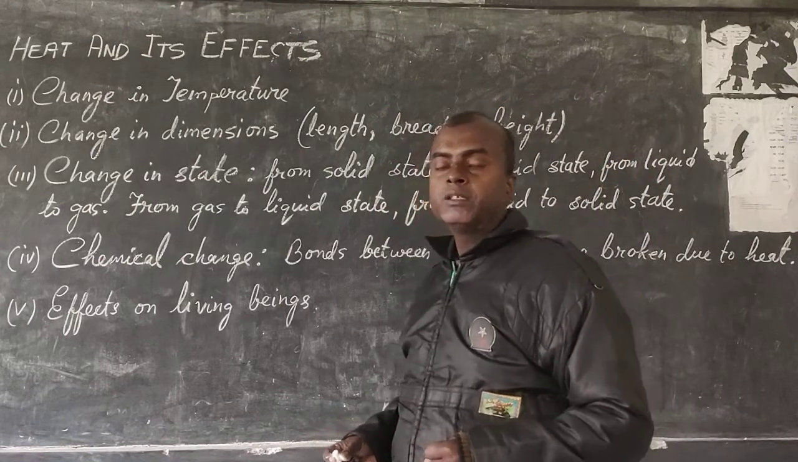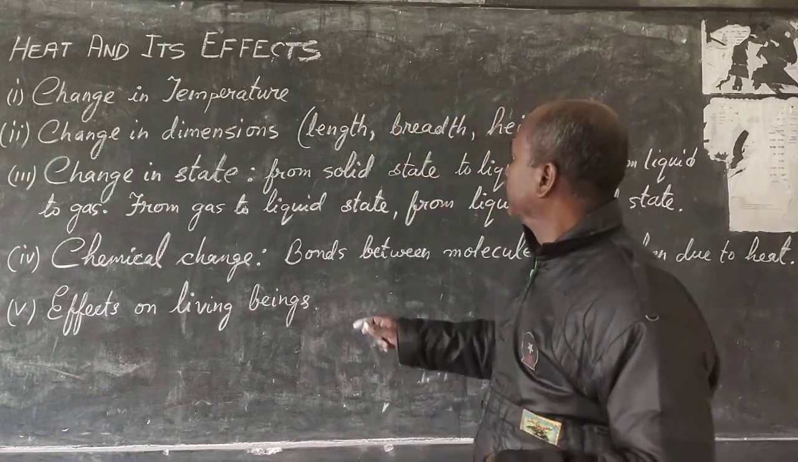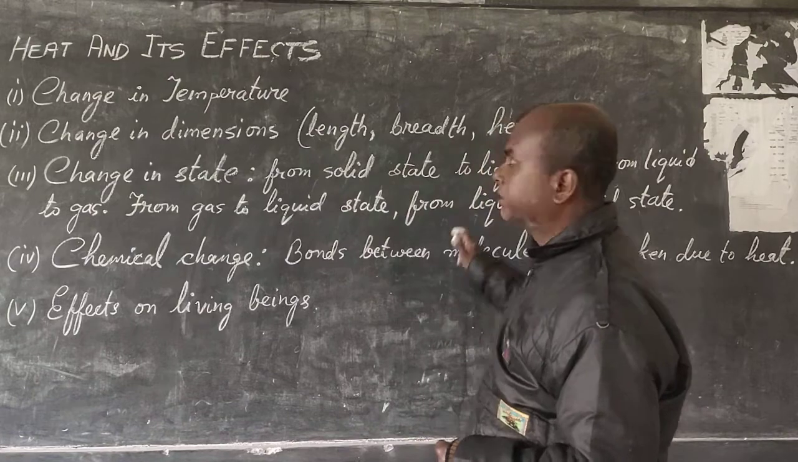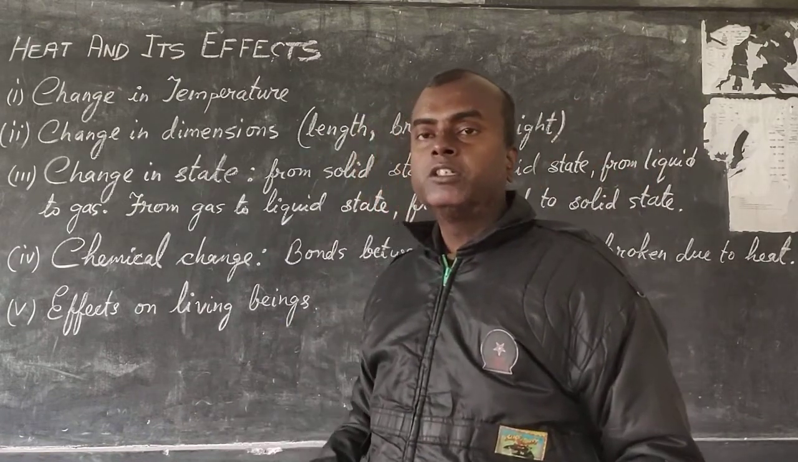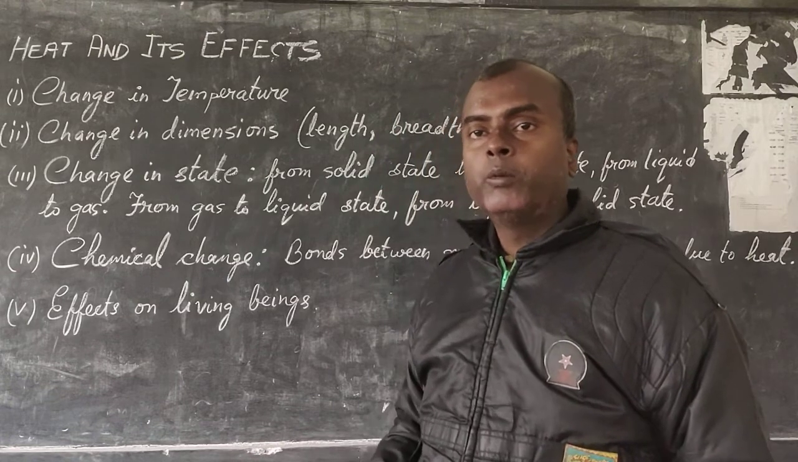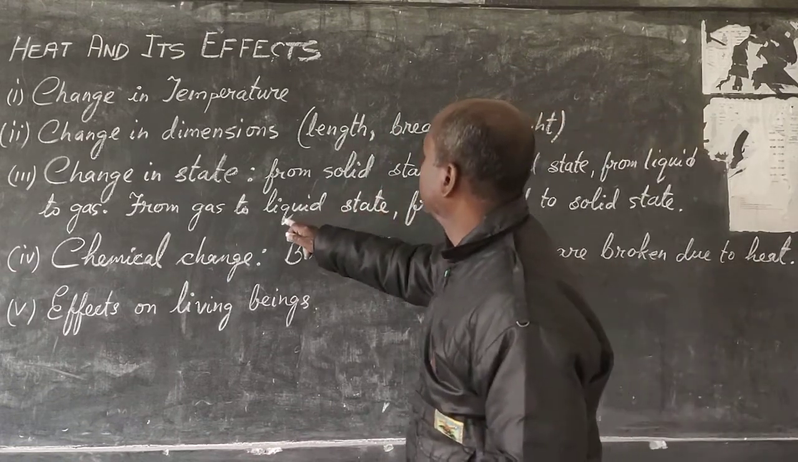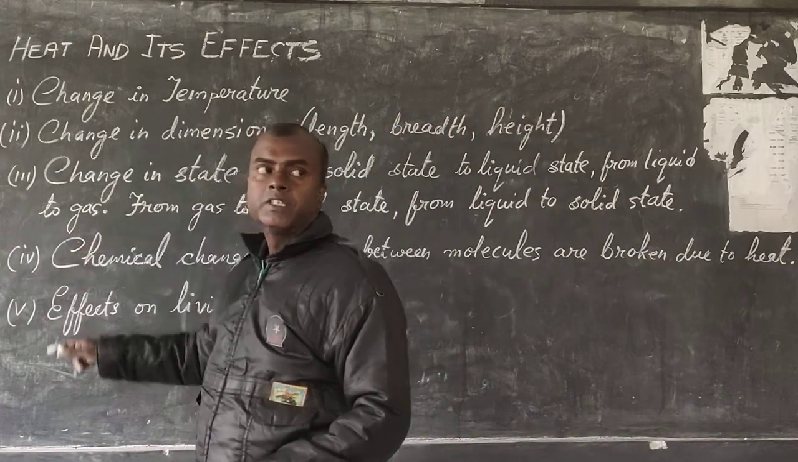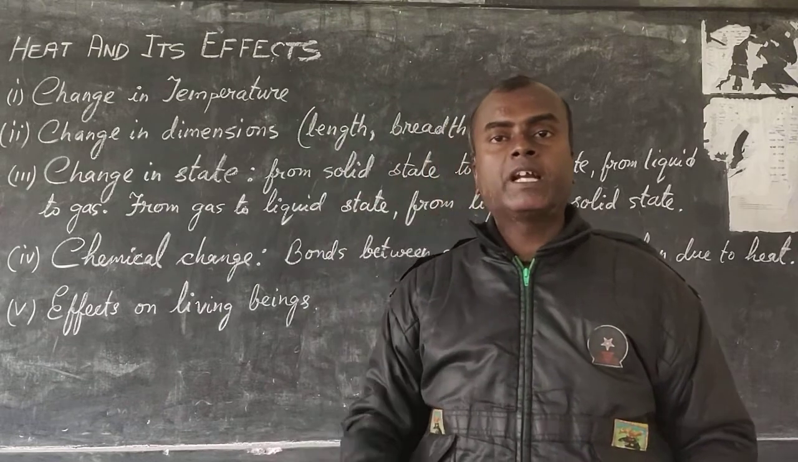When you heat an object, when the object reaches its melting point, then it changes from its solid state to liquid state. Again you heat it and heat it till the object reaches its boiling point. Then from liquid state it changes to gas. This is when you add heat. Now opposite will happen when you subtract heat.